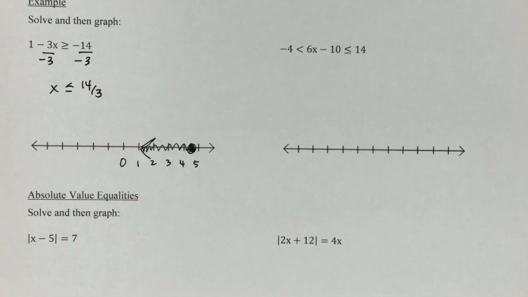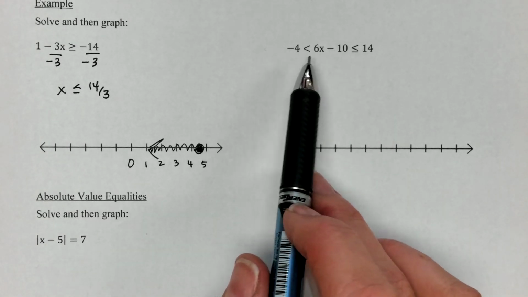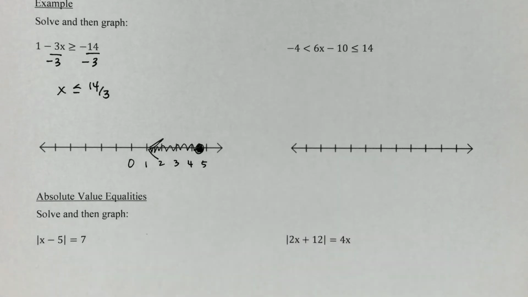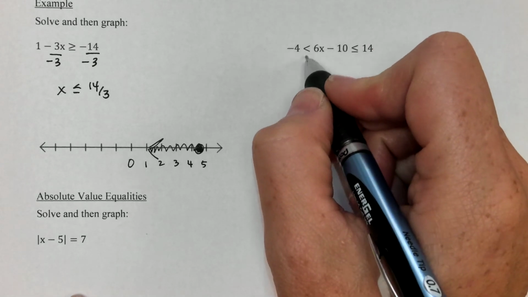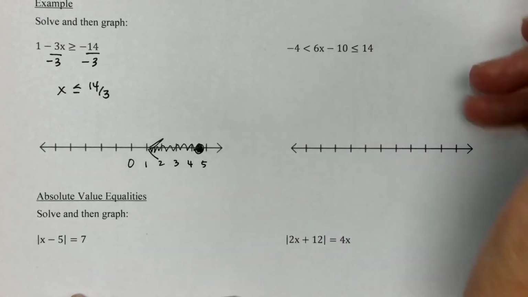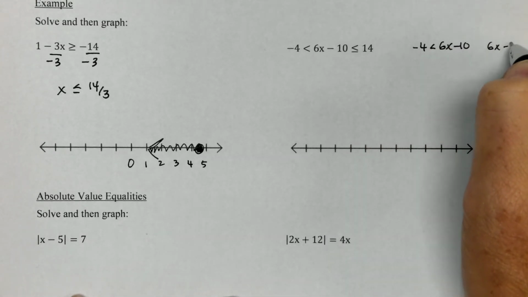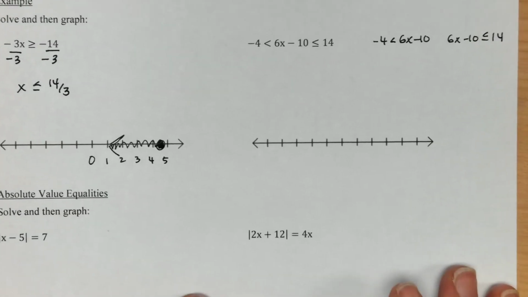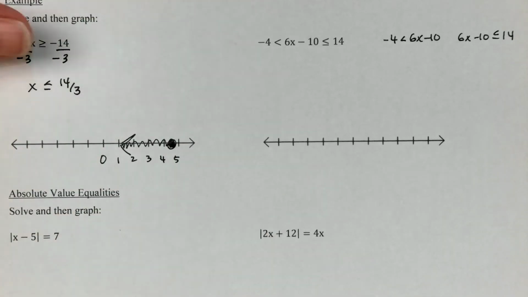Next one. Now I've kind of got this weird compound situation where I've got numbers on both ends and some stuff in the middle. And we're actually going to solve that as though they were kind of like 2 different equations almost. So when I have this setup, I'm just going to treat these like they're 2 fence problems. So you could think of it as -4 is less than 6x minus 10, and then you also have to do 6x minus 10 is less than or equal to 14. So you could kind of treat them like 2 separate situations. I'm just going to solve them all in one setting.